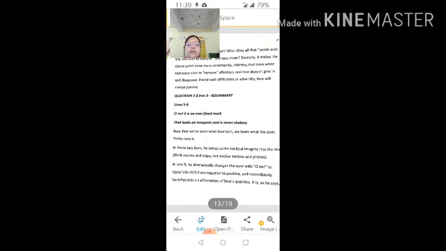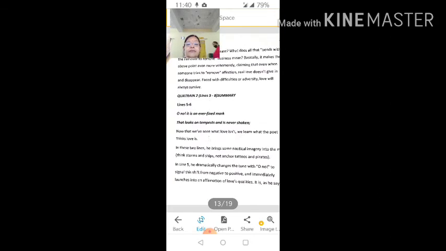Now that we have seen what love is not, we learn what the poet thinks love is. In these two lines, he brings some nautical imagery, meaning imagery from the sea, into the mix. Think about storms and ships, not anchor tattoos and pirates. In line 5, he dramatically changes the tone with "Oh no" to signal the shift from negative to positive, and immediately launches into an affirmation of love's qualities.